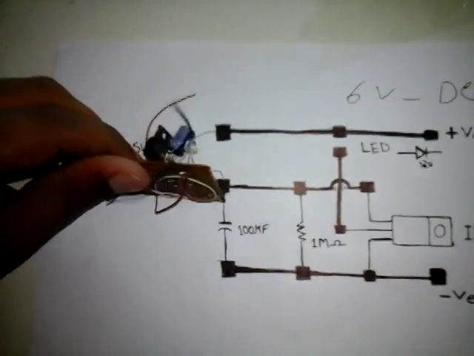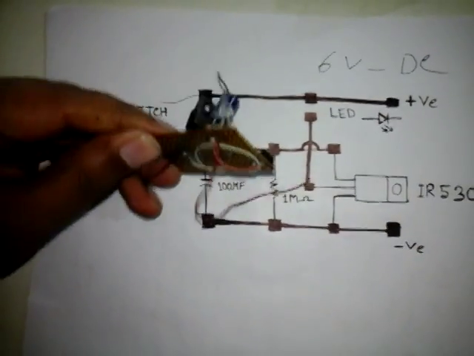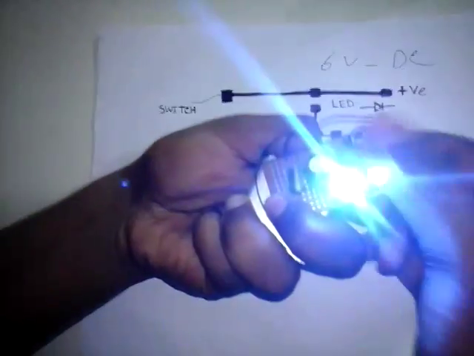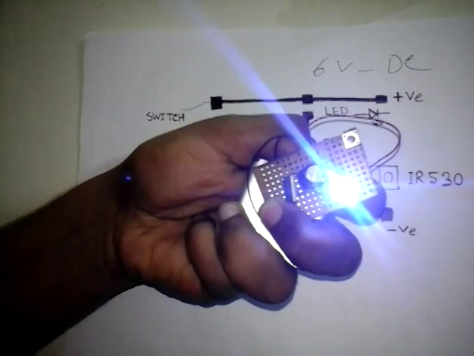This is the connection and this is the backside connection, and now I am showing the output of this circuit. This is the 30 second auto shutdown circuit. Output is on.